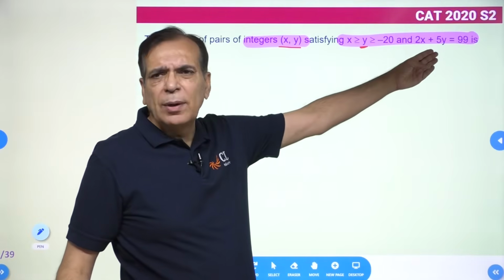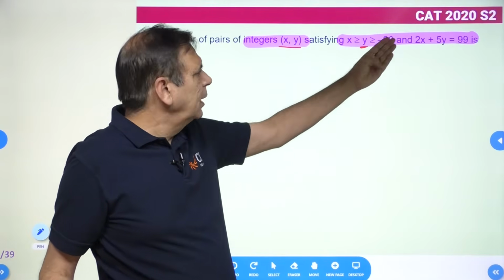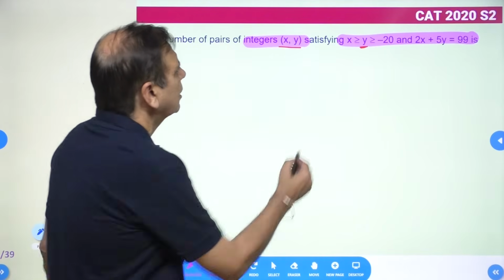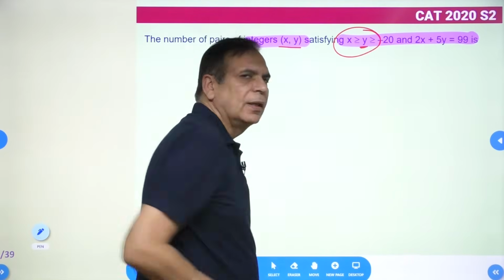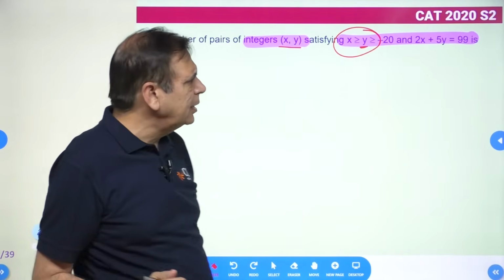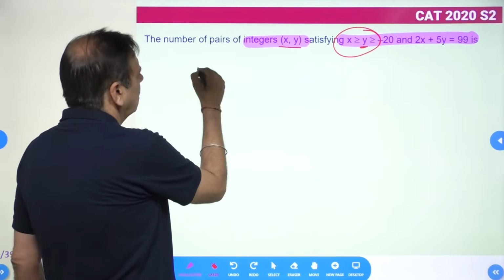So put y as minus 20 and find x. And similarly, what is the highest possible value? You need to find that keeping in mind the condition that x is greater than or equal to y. So we need to just find the two extremes and the answer will come in between. So let's look at this equation.